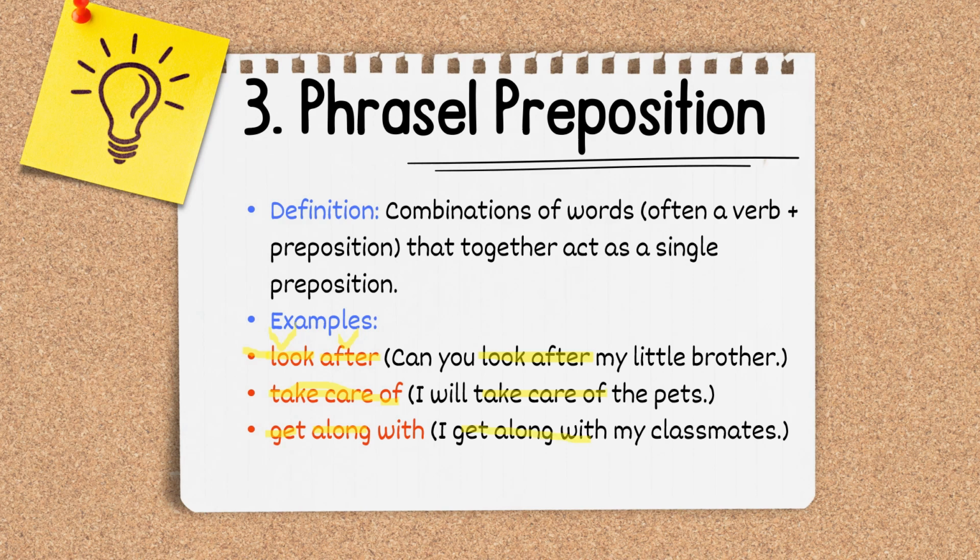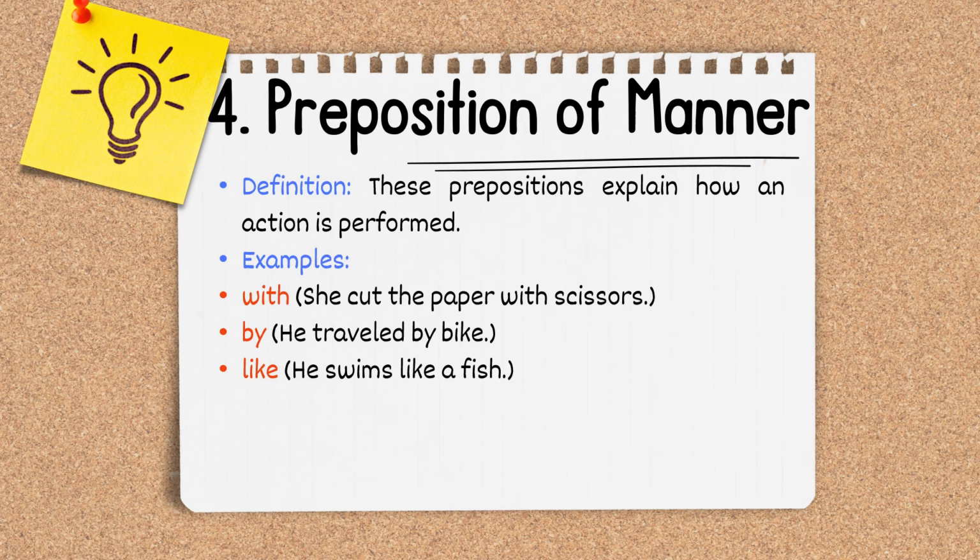So get along with, this is a phrasal preposition. Now comes up the fourth type, which is preposition of manner. It is used to express any action. Whenever you want to express how this action has happened, you will use preposition of manner. For this, you could use with, by, or like.